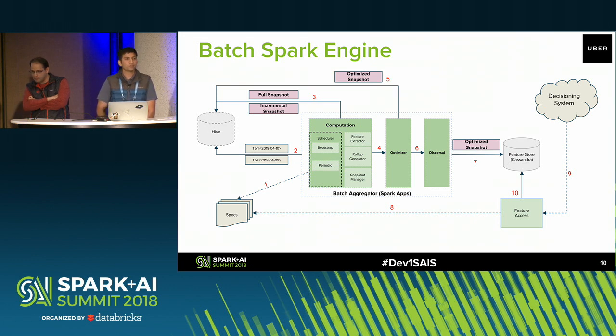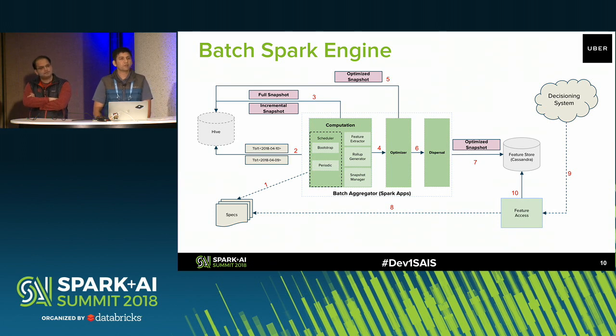So once the computation job finishes, the optimizer picks up. What the optimizer job's role is, it tries to identify optimizations across several computations that we do. Like we mentioned, we try to compute lifetime features and daily rolled up features. So there are certain optimizations that can happen on this data. We'll cover a few later on as well.